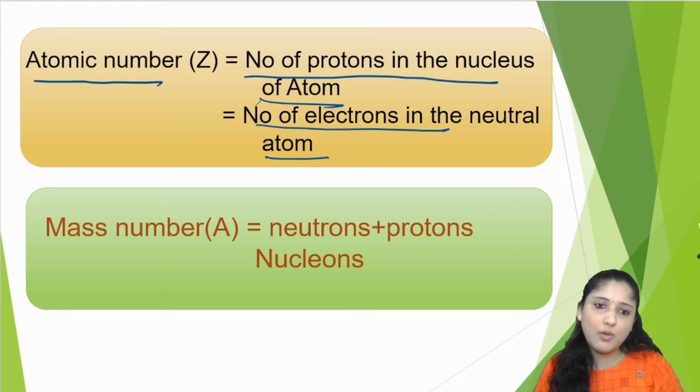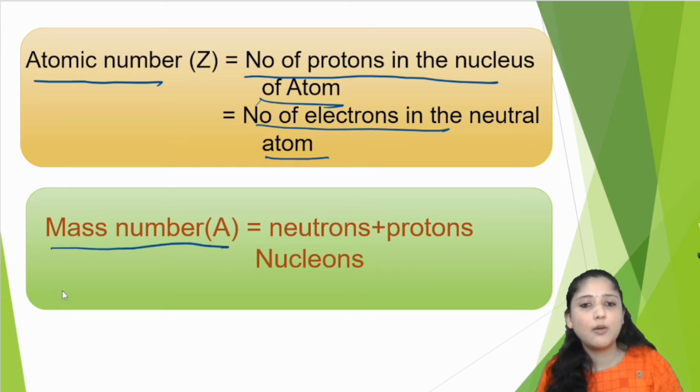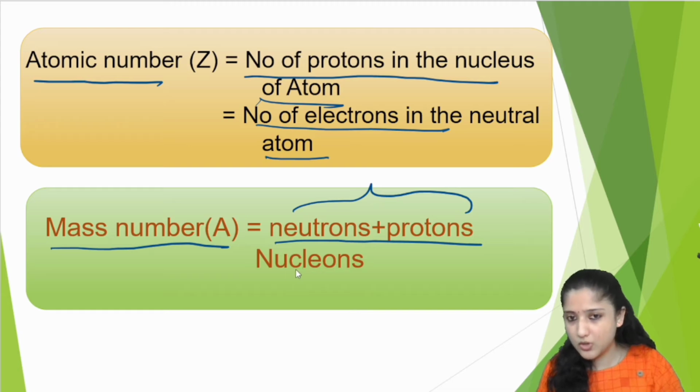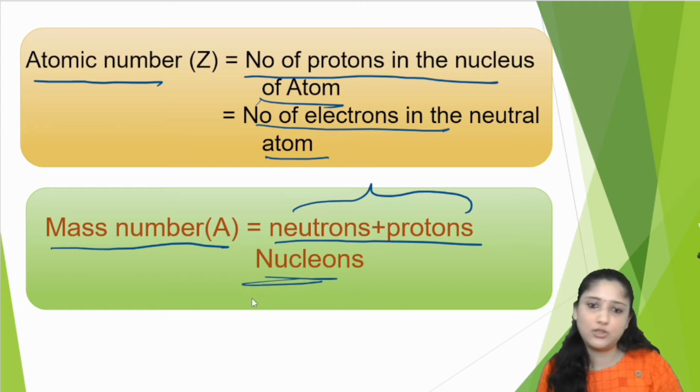Next is mass number. Mass number is represented by the symbol A. Mass number is the sum total of neutrons and protons, or nucleons. Neutrons plus protons will give you nucleons. The number of protons and neutrons denotes the mass number.